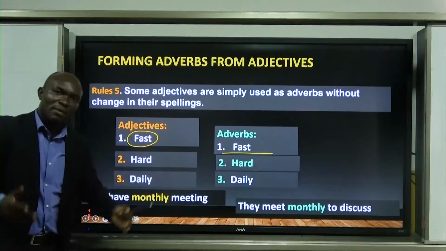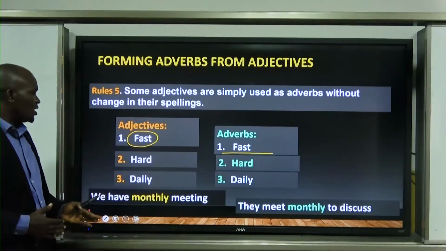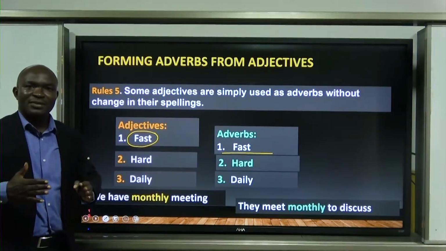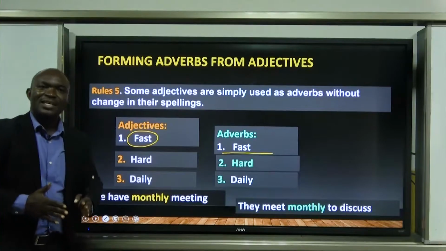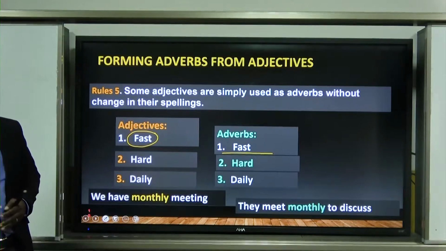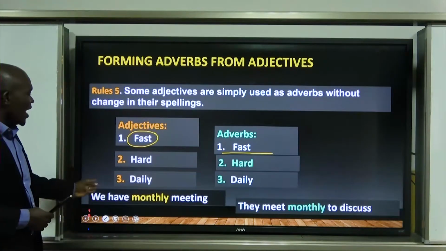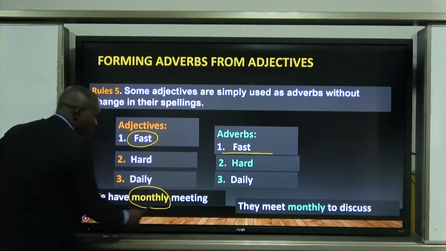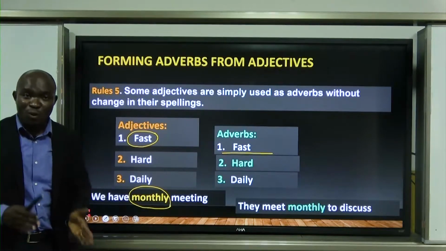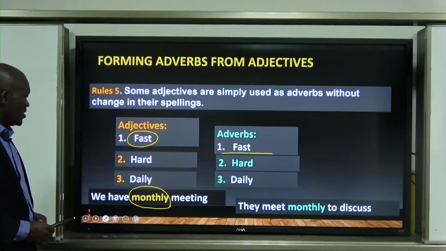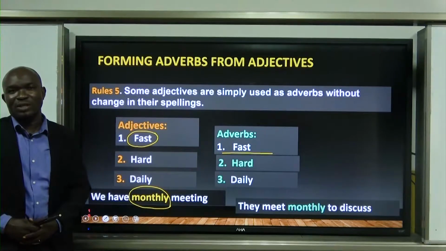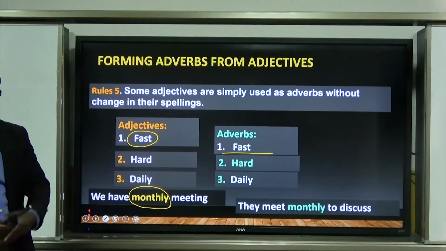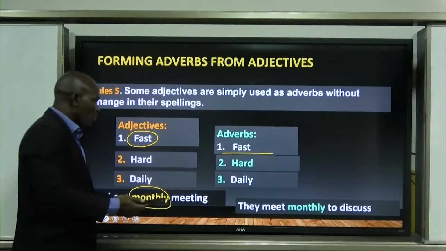Let's take one more example. Daily. You have monthly. All these words, yearly. All these words can be used as adjective, and they can also be used as what? Adverbs. Let's take one more example. We have a monthly meeting. What kind of meeting? Monthly. You remember what I talked about adjective? What kind? Monthly meeting. So monthly is used as what? Adjective here.